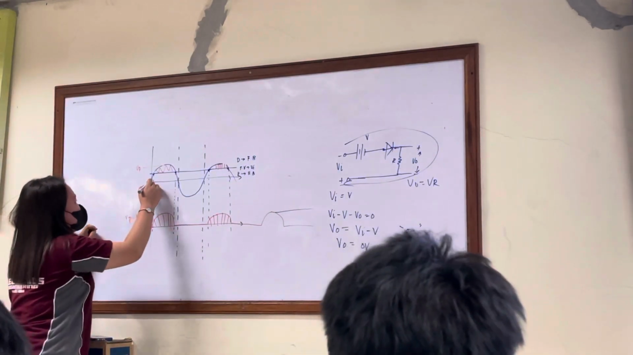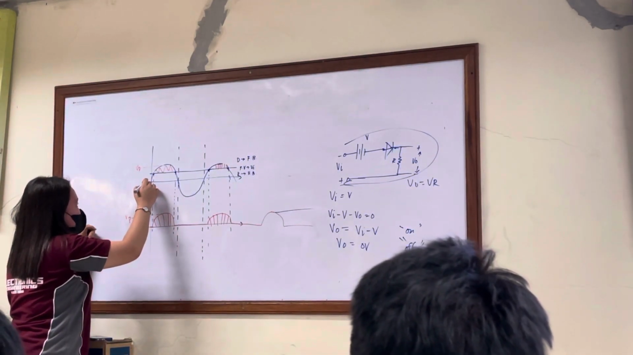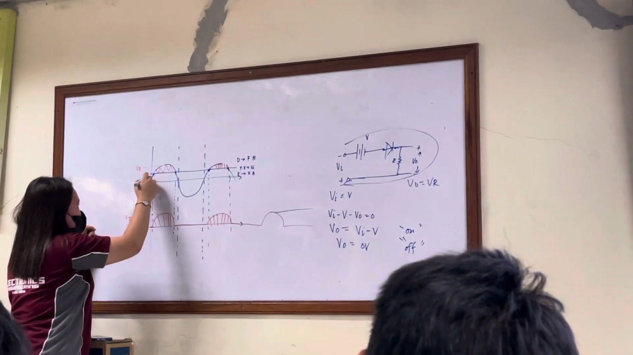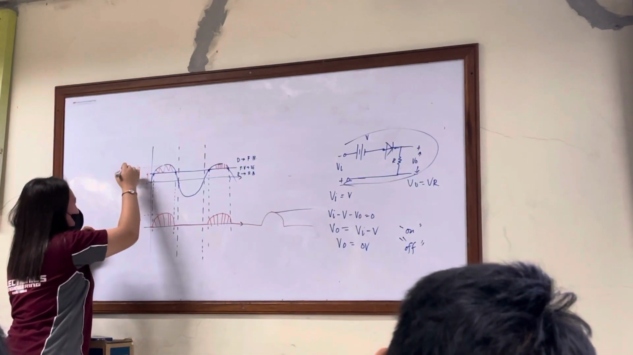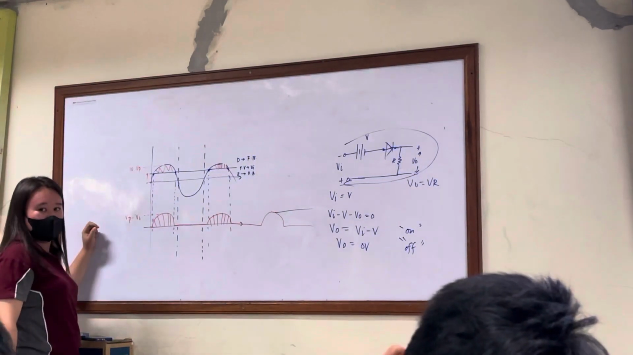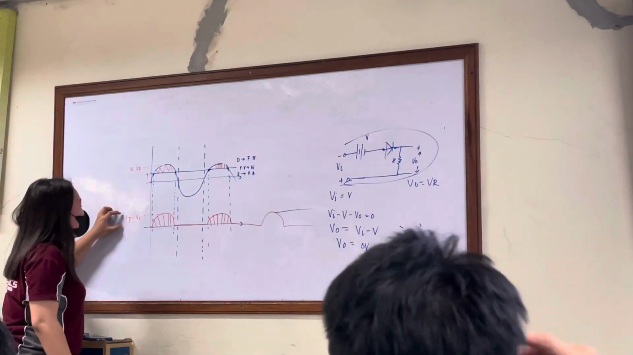For example, our transition value is 4. This is 0, 1, 2, 3, 4. For example, our peak is 10. So, the new amplitude is 6 volts.